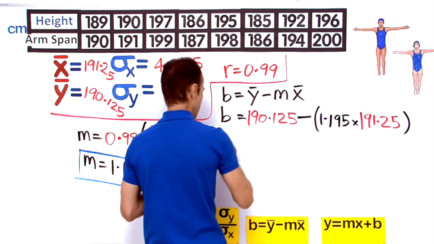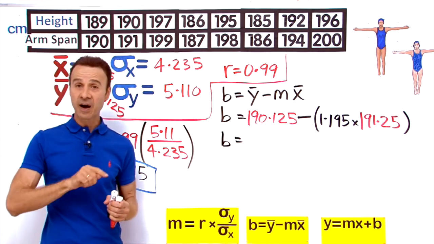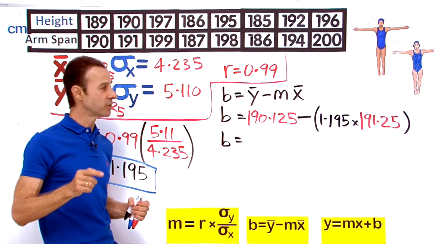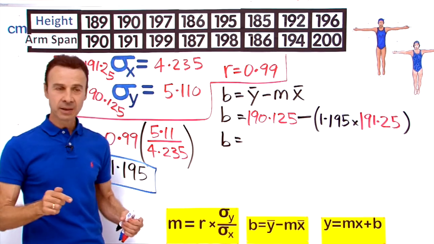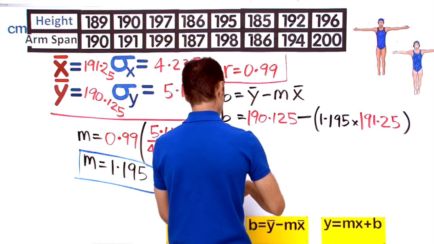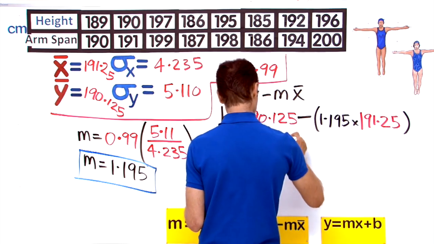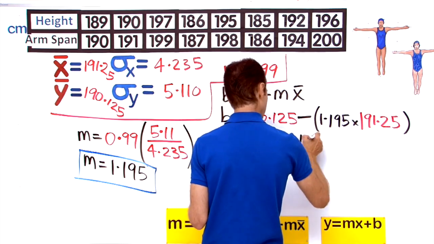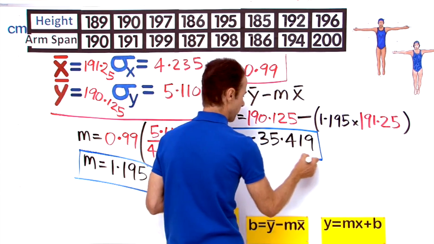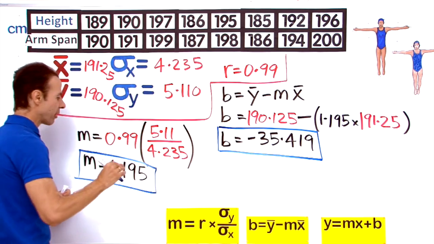Okay, so b, the y-intercept, equals, on your calculator, 190.125 minus brackets 1.195 times 191.25, close brackets. Hit the equals, and you're going to get a value for b that is going to be negative 35.419, to 3 decimal places. If you do 2 decimal places throughout, you will get a slightly different answer. Okay, there's our y-intercept, there's our gradient.